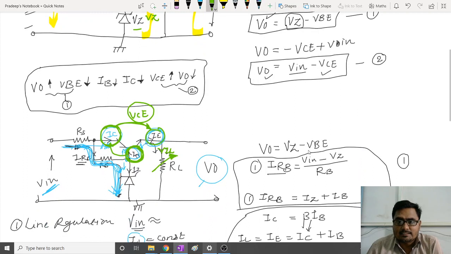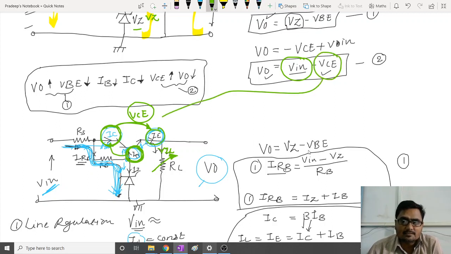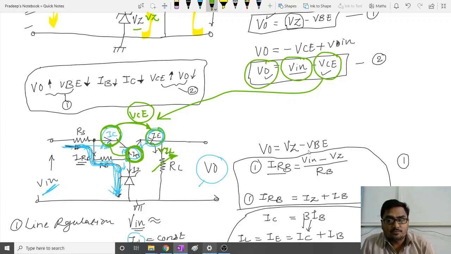then look at this equation number 2. This V in, ये तो कांस्टेंट ही है. VCE में वेरिएशन कितना है? बहुत ही कम है. Look at this. So obviously आउटपुट में वेरिएशन कितना होगा? It will be very small. So even if you change this load resistor in a large amount, then also there will be very small change in IB, very small change in IC, very small change in VCE. So as there is a very small change in VCE, again there will be very small change in VO.